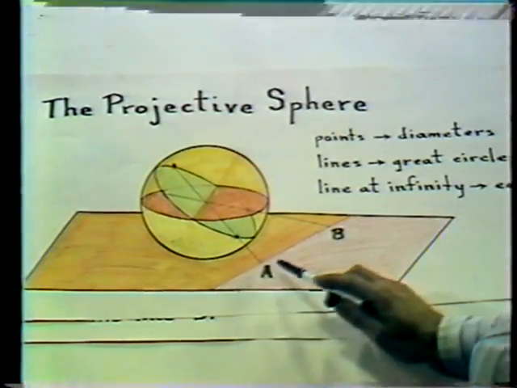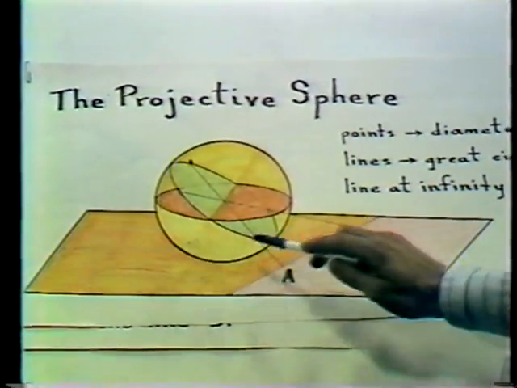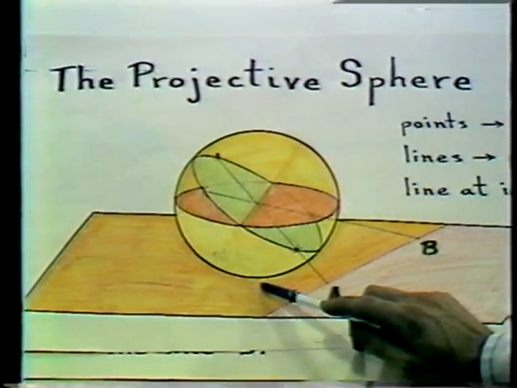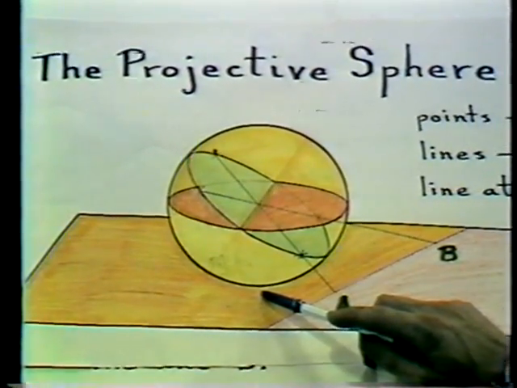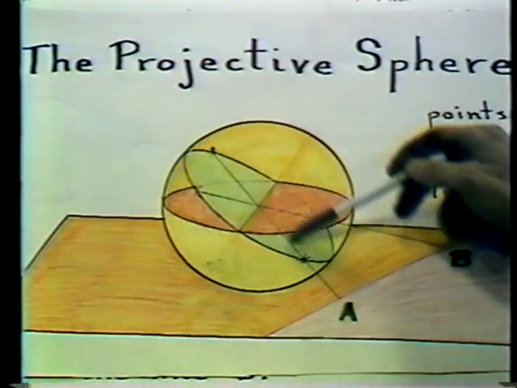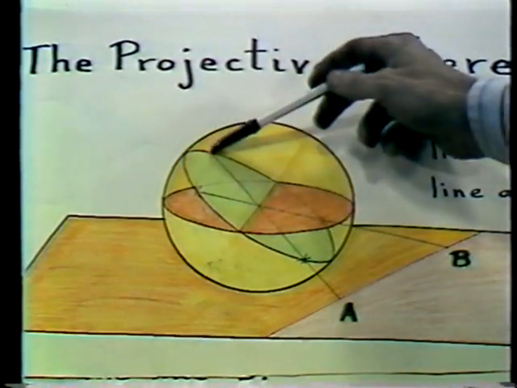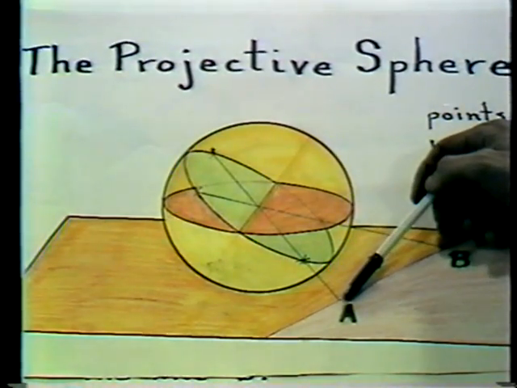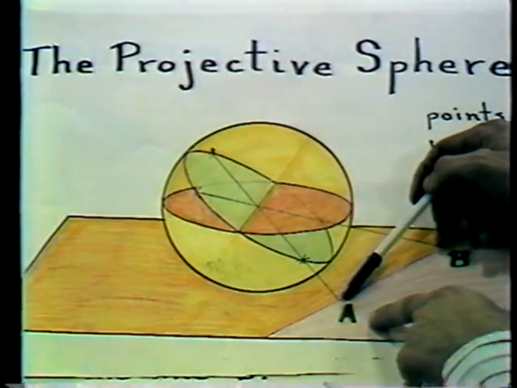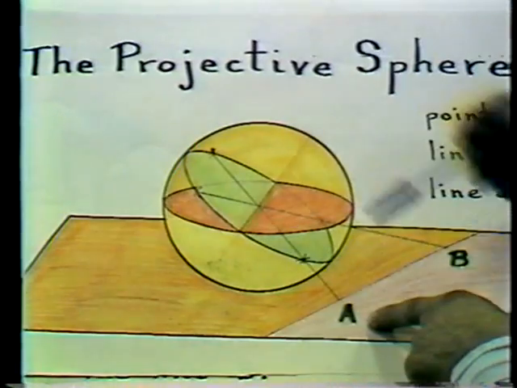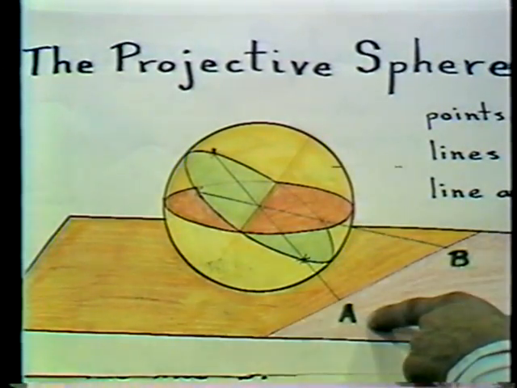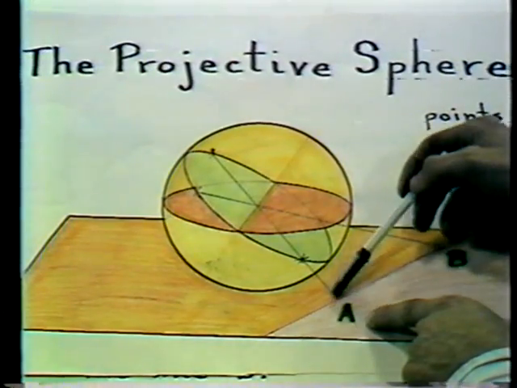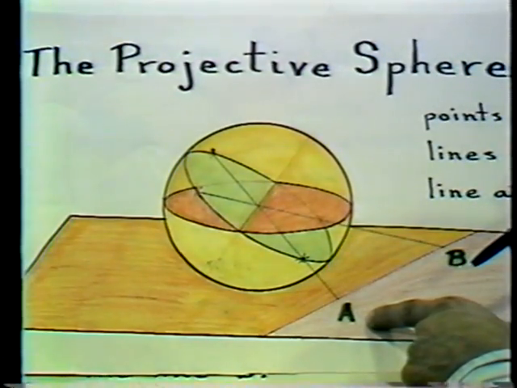The idea is this. Take a sphere and let it sit on top of a plane. This is supposed to be the projective plane. And consider the diameters of this sphere. If you take a diameter of the sphere and extend it until it hits the plane, you get a point. Therefore, for every point in the projective plane, there is exactly one diameter. This is called a one-to-one correspondence. There's a one-to-one correspondence between the points in the plane and the diameters of the sphere.